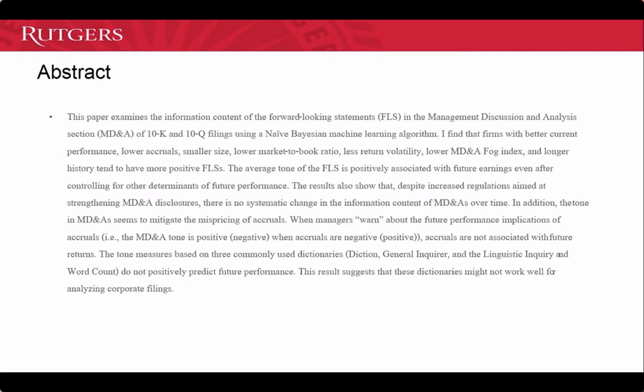But let's read the first part. This paper examines the information content of the forward-looking statements in the management discussion and analysis section of the 10K and 10Q filings using naive Bayesian machine learning algorithm. So what's the 10K? You guys should know this by now. What's the 10K? The annual report. And what's the MD&A? You can see what it's called here, the management discussion and analysis section, but what's in that? Why is this the most read section of the 10K?